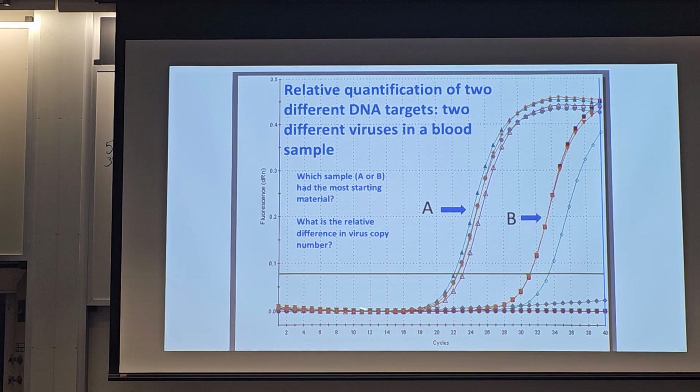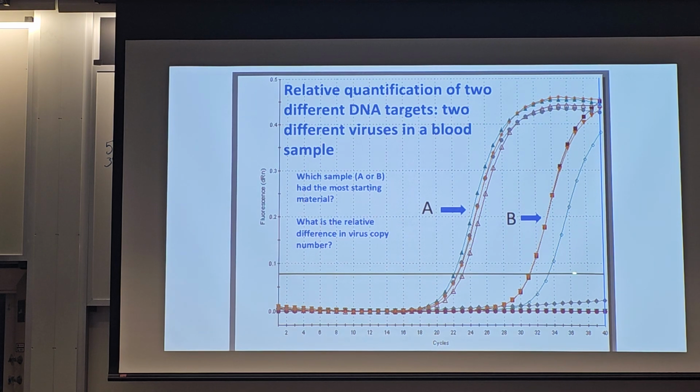It's A, because A is coming up faster, right? Because there are more starting copies of A, it's amplifying more quickly and crossing the threshold sooner than this other virus here, which is a lower copy number. This one's taking a lot more cycles before we finally cross the threshold and get our reading.